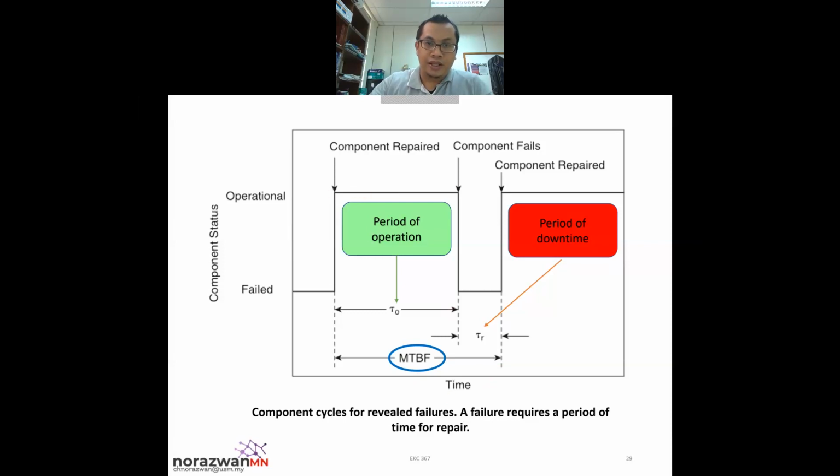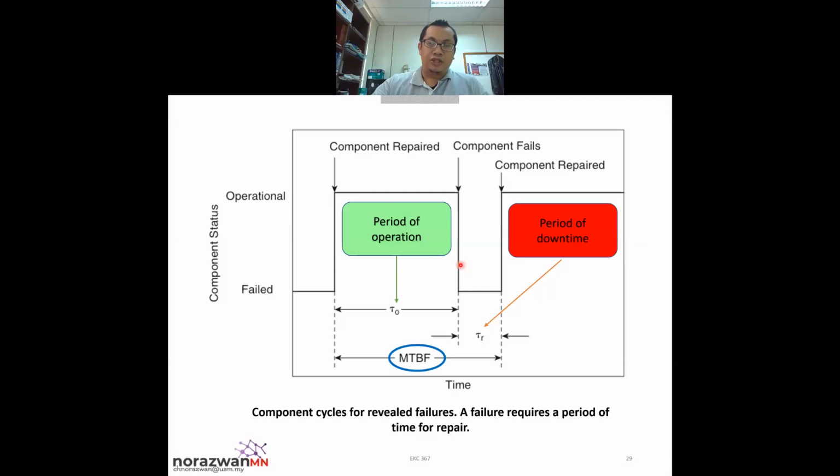From here until here, this is what we call the period of operation, tau node. When the component or the process fails until before it has been repaired, this is what we call the period of downtime, tau r, for repair. This is the time for repair. So tau node is for operation, tau r is for repair.